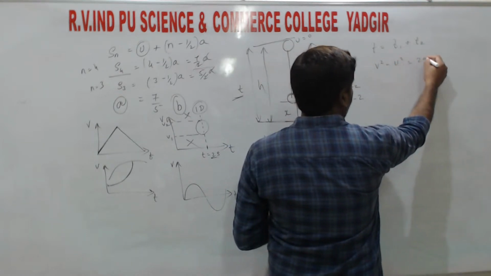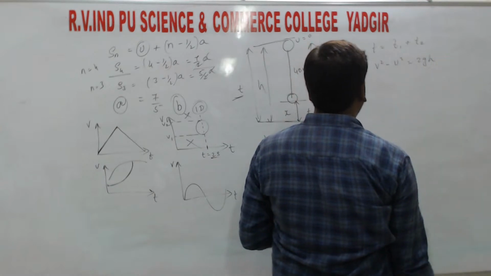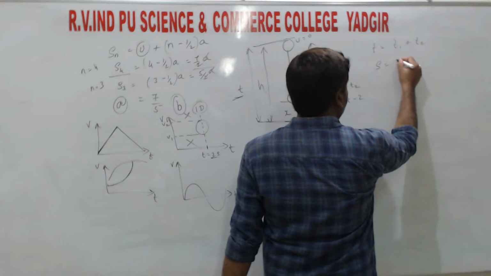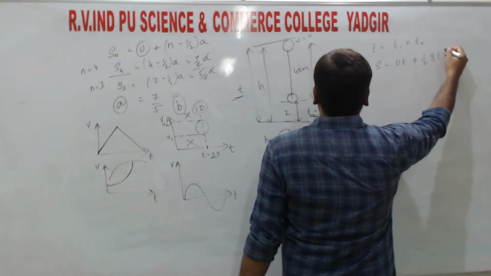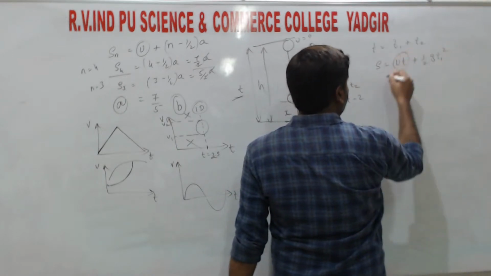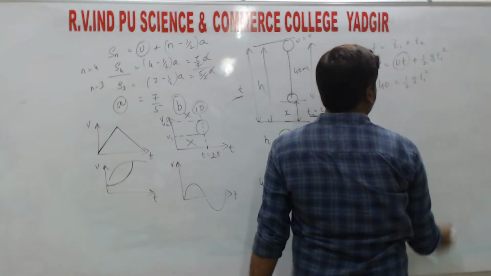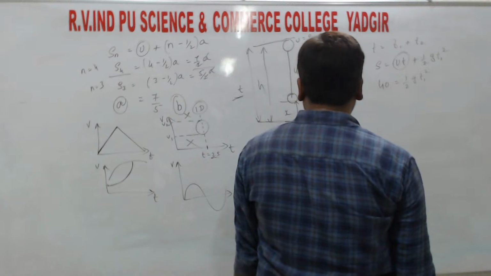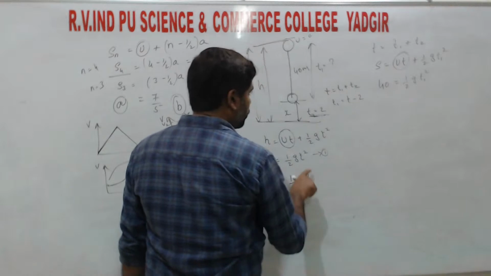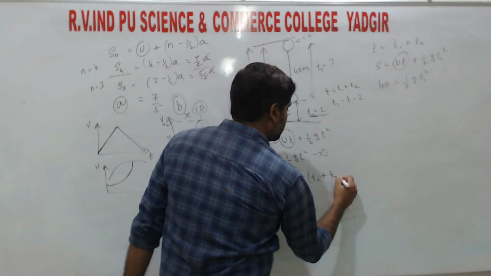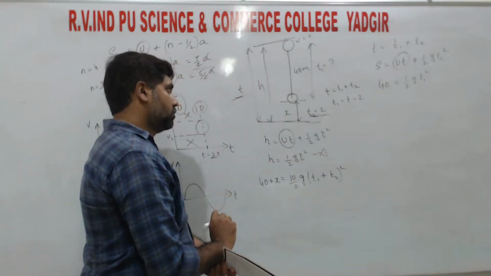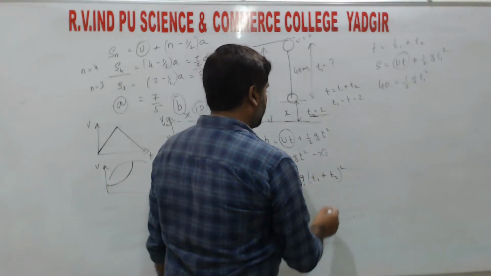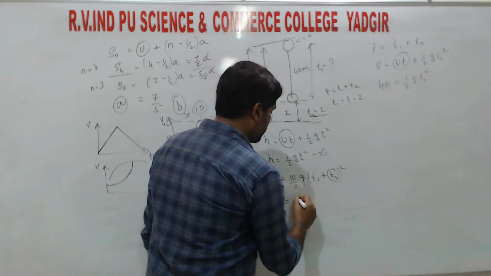V square minus U square equals 2GH. So S is equal to UT plus half G T square. So this becomes 0, so 40 is equal to half G T1 square. In place of T, we can write T1 plus T2 whole square. T2 is 2, we can substitute here 2, 5G.